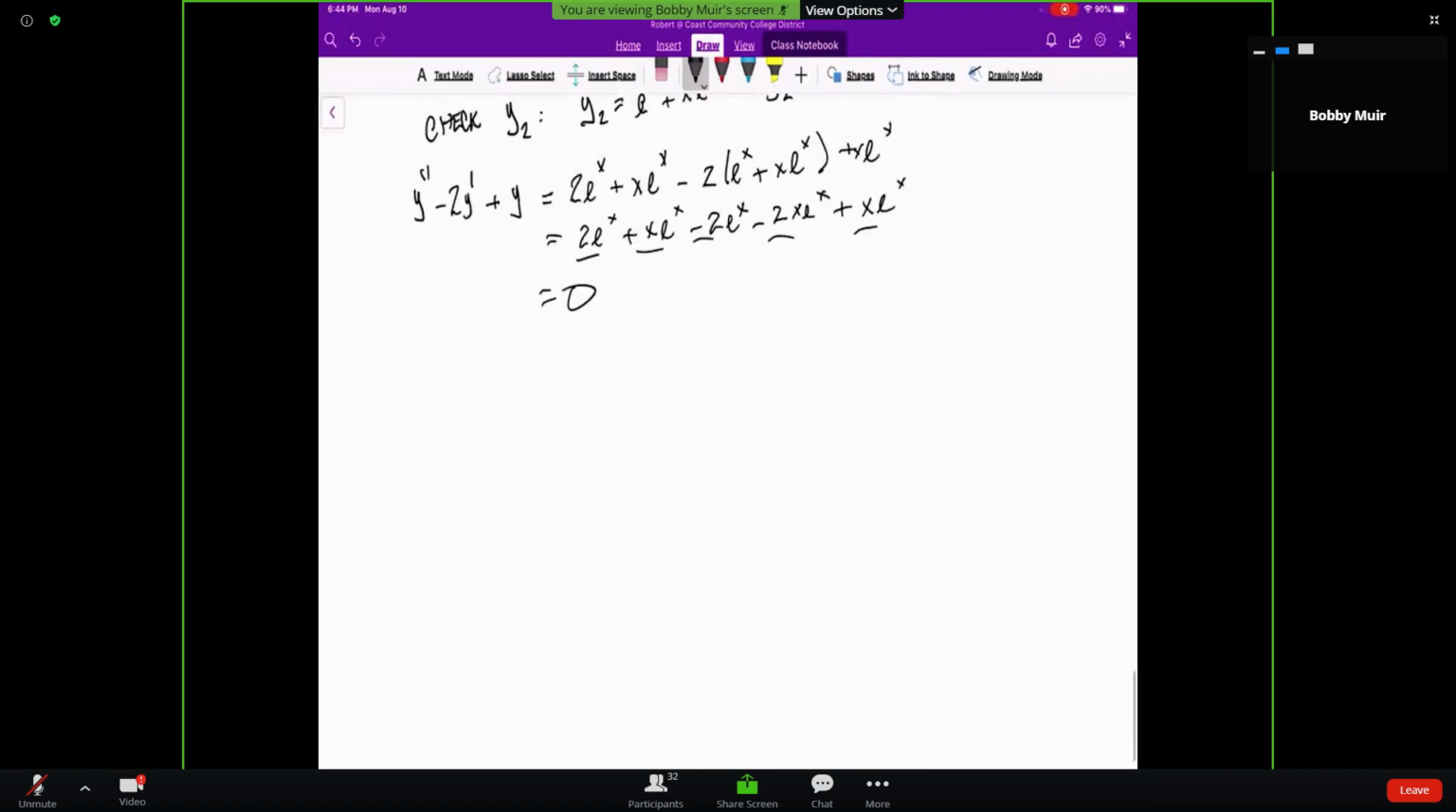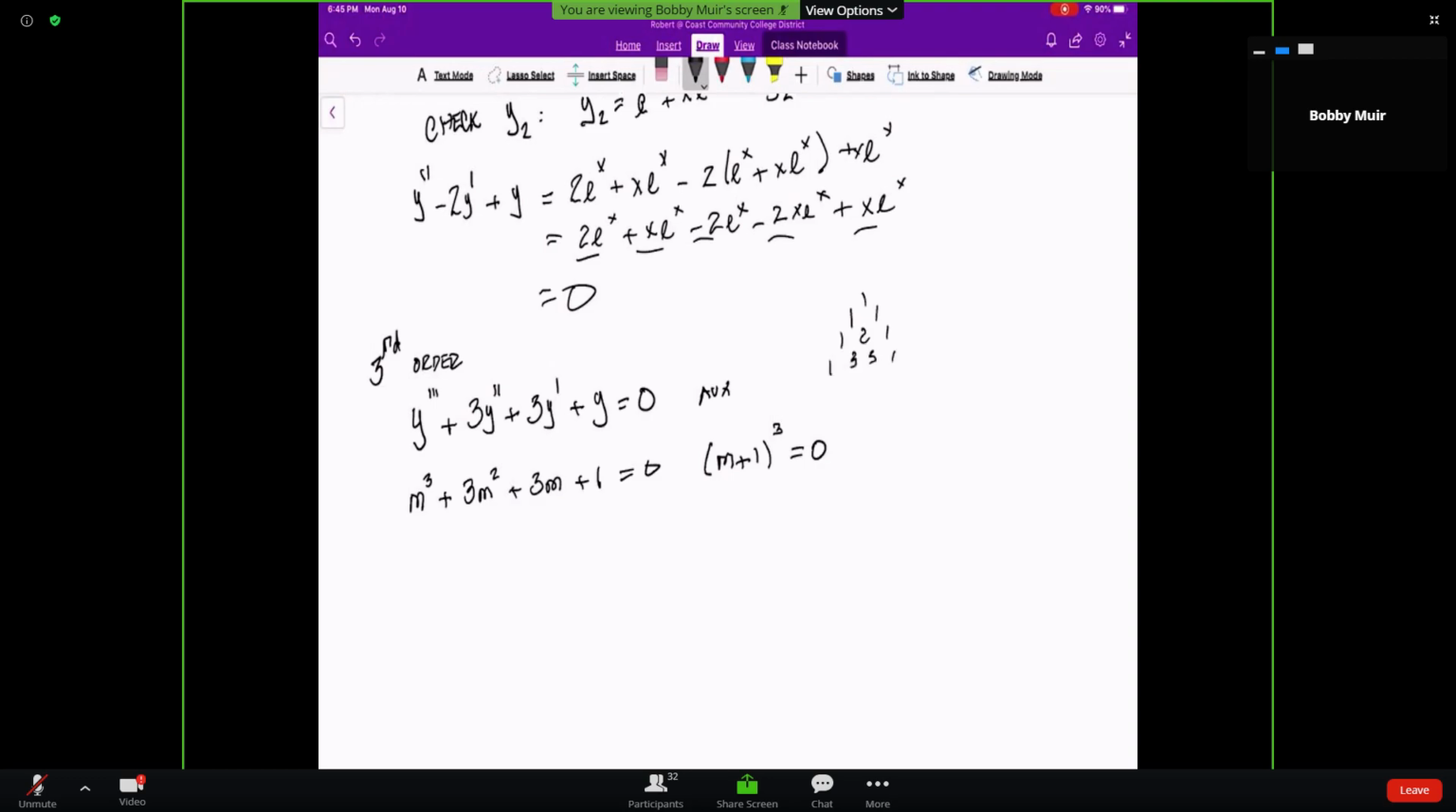Okay, now technically you can go up to third order, fourth order, as long as you can factor stuff. Let's say I had y triple prime plus 3y double prime plus 3y prime plus y equals 0. The auxiliary equation is m cubed plus 3m squared plus 3m plus 1 equals 0. And isn't that m plus 1 cubed? Isn't that how it would go?